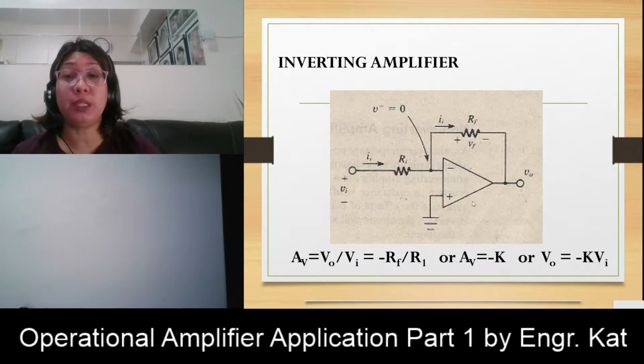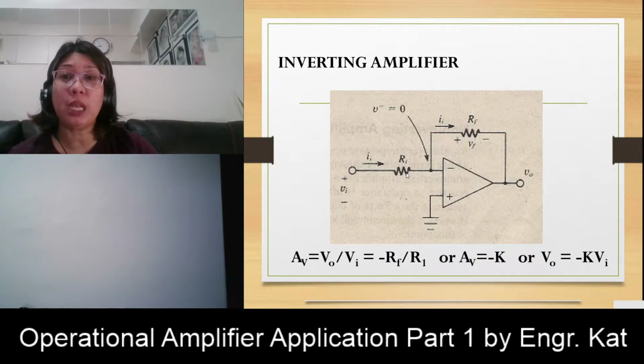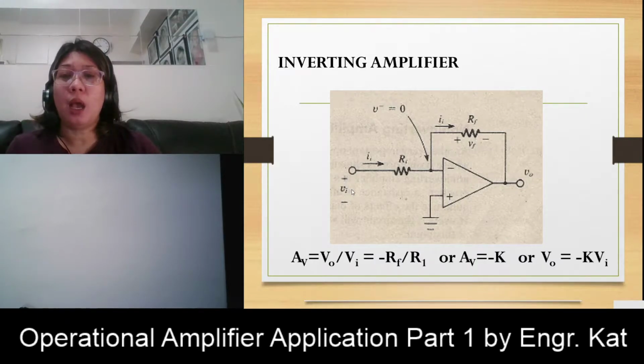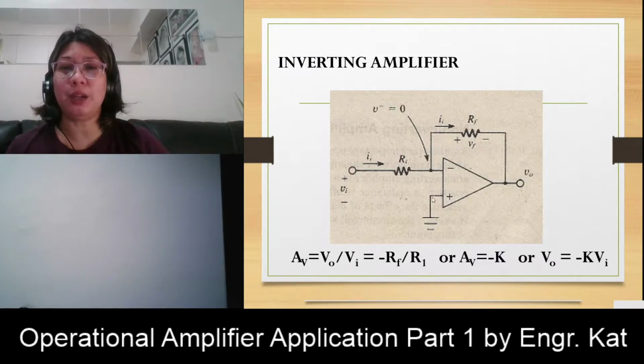This is our representation for an inverting amplifier. This is your feedback resistance and this is your R1, or the input resistance. For the inverting amplifier, our input is being applied at the inverting terminal. For the 741, our inverting terminal is pin number 2. Your non-inverting input is grounded.